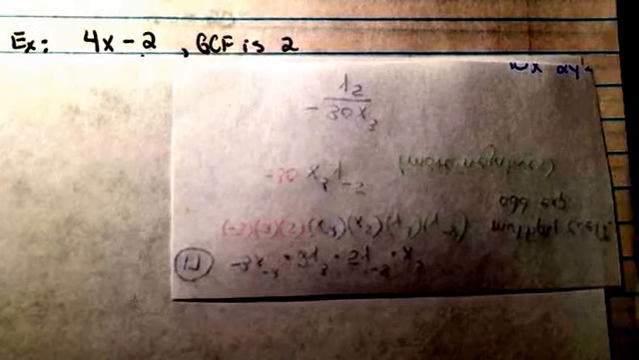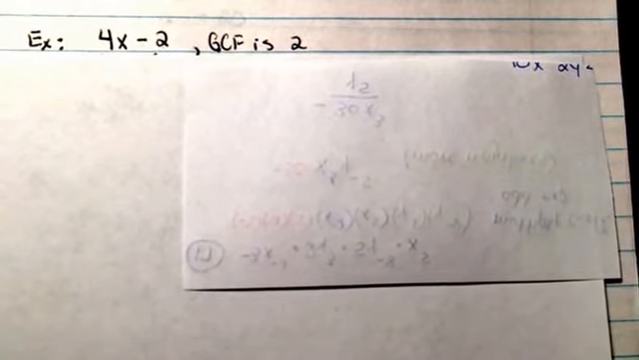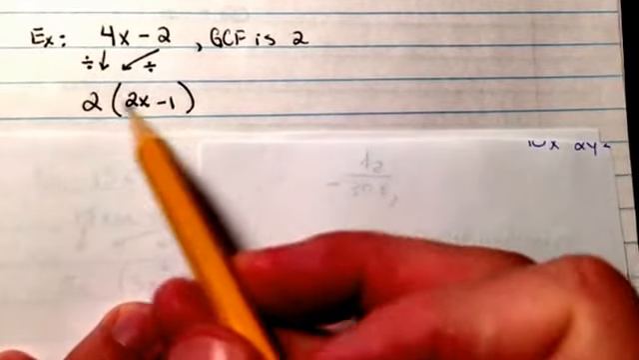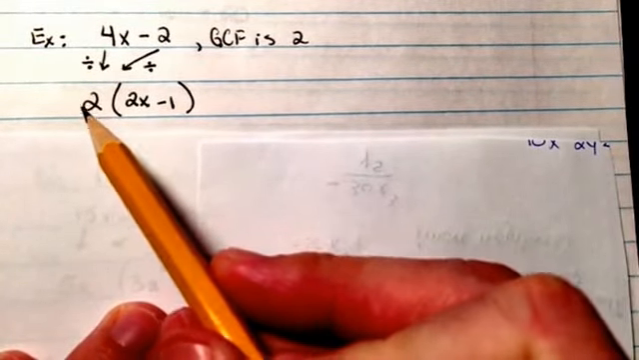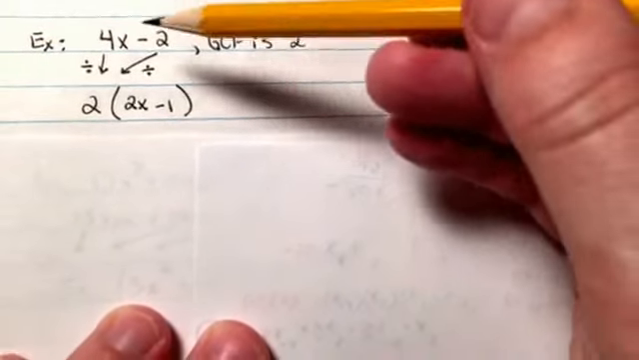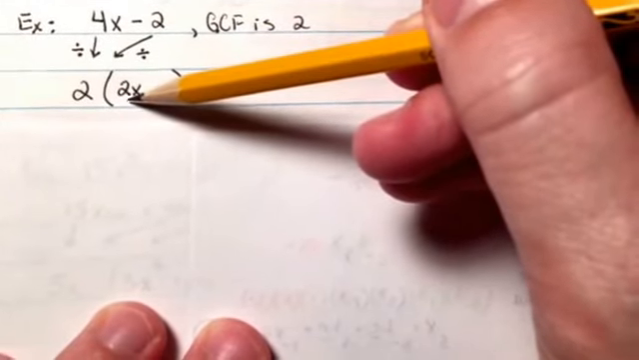We're going to create that in a second. And then we've got to divide coefficients to see what's going to be left inside the parentheses. So here we go. We pulled the 2 to the outside. We create a set of parentheses, pretending that this isn't here. 4 divided by 2 is 2.